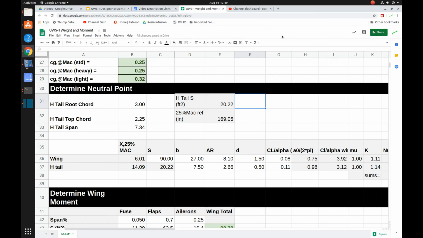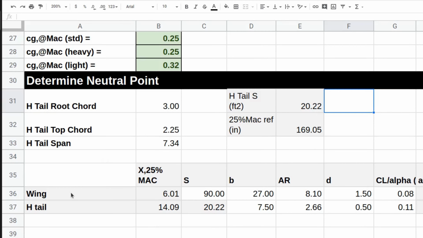Let's talk about calculating the neutral point for the airplane so we can figure out if it's going to be stable. Now, if you need a refresher on neutral point, I will put a link up here in the upper right hand corner, and you can go and review that to remember what the neutral point is and how we calculate it. But we now have two surfaces for our neutral point. We have the main wing and we have our horizontal tail. And I've got a little calculation here that shows the position of the 25% mean aerodynamic chord for both the wing and the tail, and the surface area.